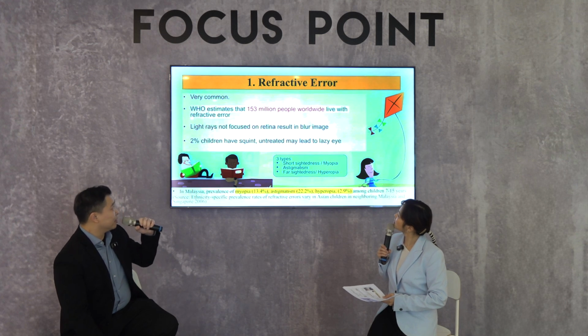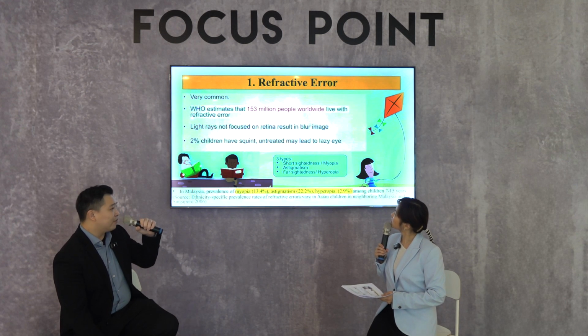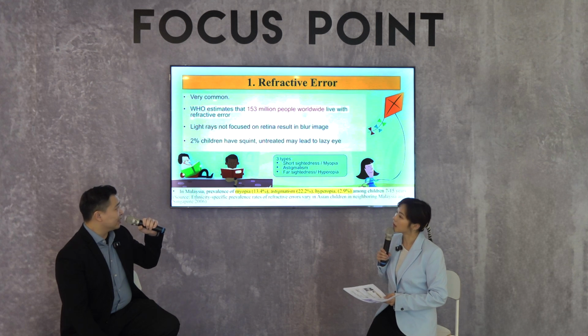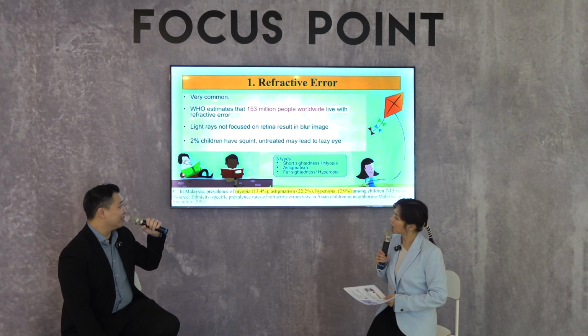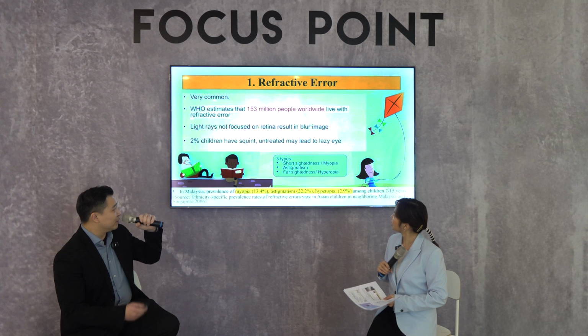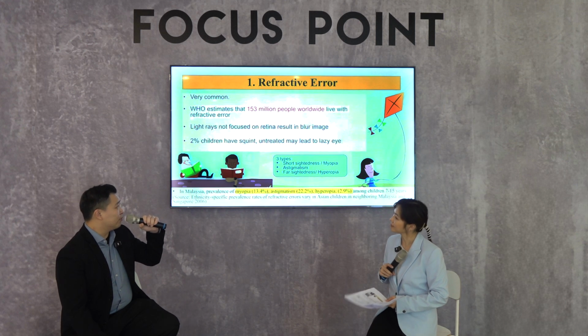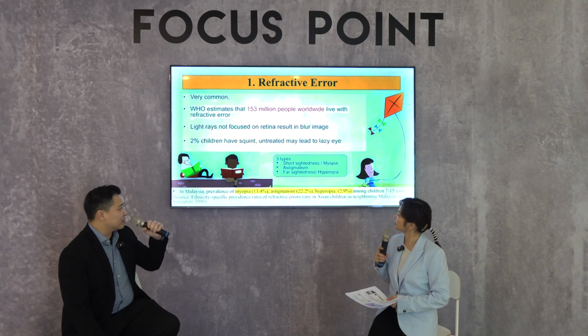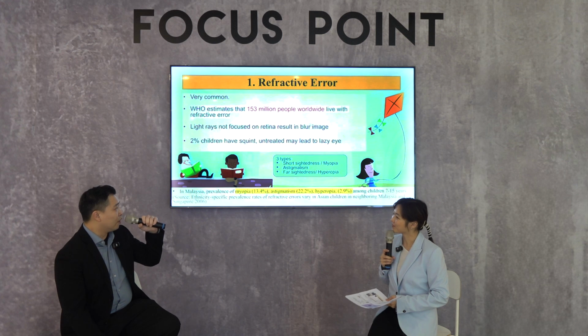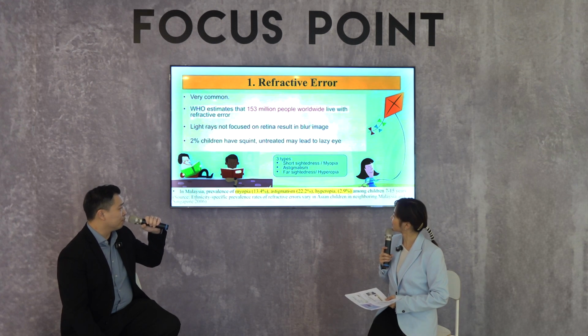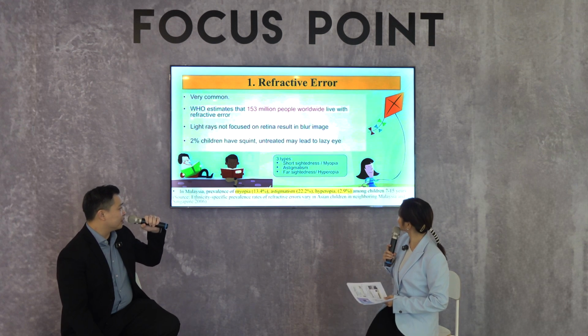A small subset of children with refractive error, less than 2%, would have some degree of squint. It can be easily treated by correcting the refractive error. However, if it is left untreated, it can also lead to lazy eyes and result in permanent loss of vision in adulthood. There are three types of common refractive error: short-sightedness, astigmatism, and farsightedness. A study done in Malaysia in 2006 shows that astigmatism is the most common form of refractive error, with 22.2% prevalence, followed by myopia, 13.4%, and hyperopia, 2.9%.